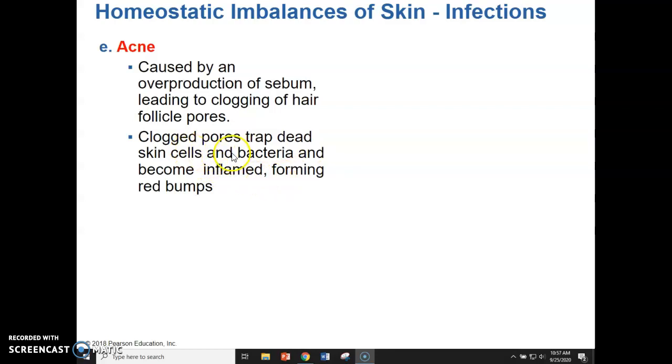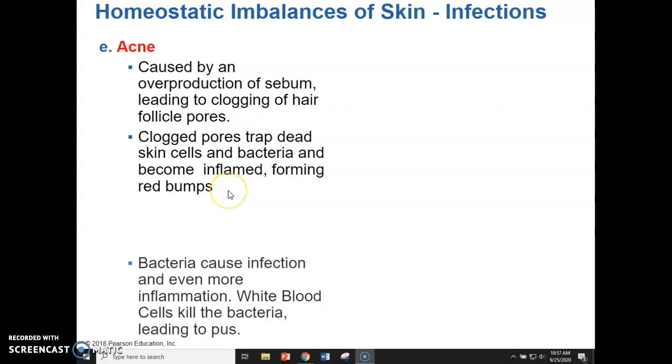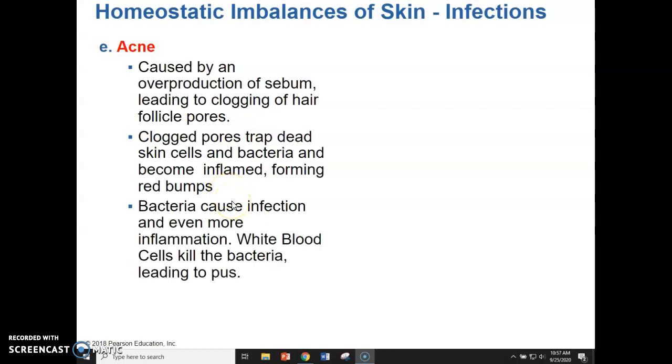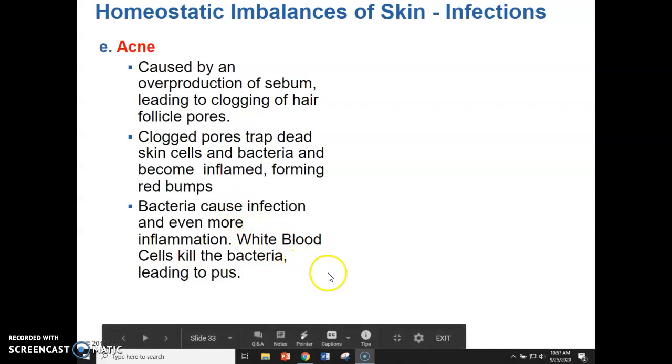Those pores can be clogged by dead skin cells. Those skin cells are dying all the time. They can be clogged by dirt, debris, makeup. And if they become inflamed, swollen, they form these red bumps. If you get a bacterial infection in there also, then there's even more swelling, even more inflammation. Then white blood cells come to kill the bacteria, some of the white blood cells die, and it forms pus, and then you get that whitehead on the pimple.